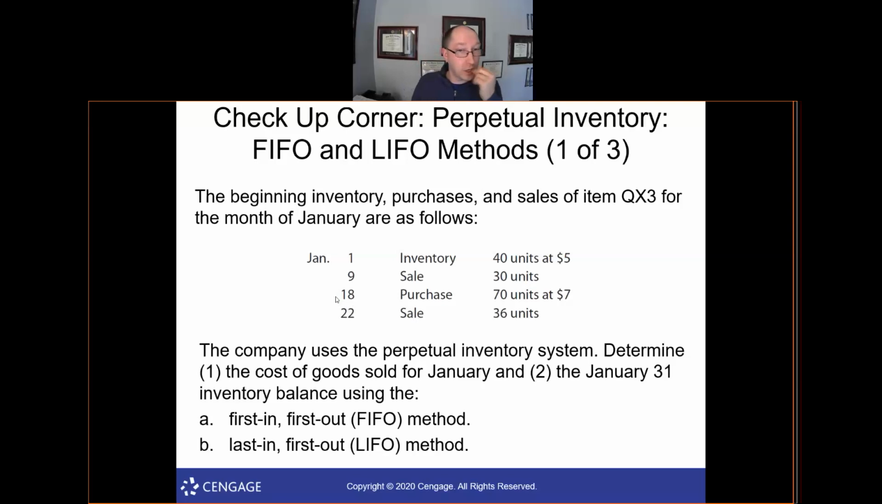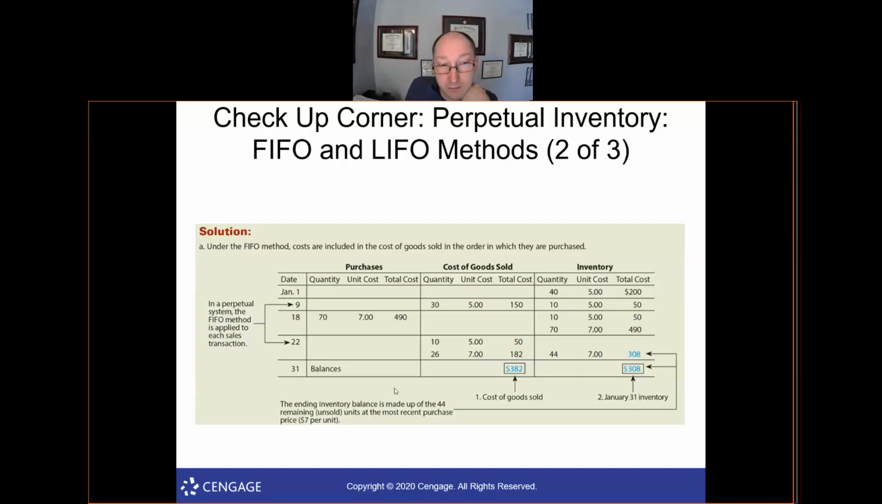Okay, and this shows us the sheet for the purchases and sales of the units for the beginning inventory. January 1, 40 units at $5. We sold 30 units. January 18th, we purchased another 70 units at $7, and we sold another 36. The company uses the perpetual inventory system.